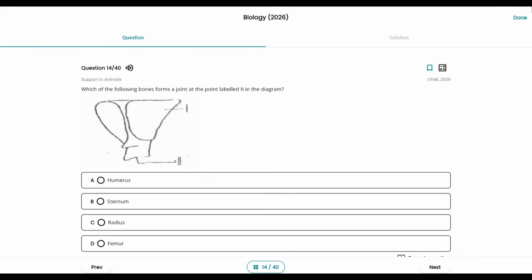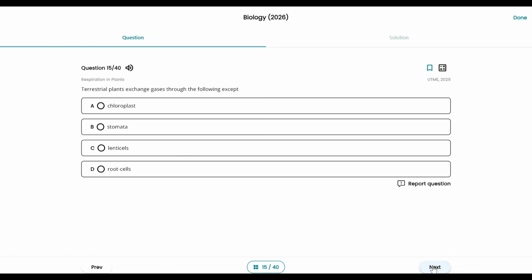Let's move to question 15. Terrestrial plants exchange gases through the following except: A, chloroplast; B, stomata; C, lenticels; D, root cells. The keyword here is terrestrial plants, exchange gases through the following except.